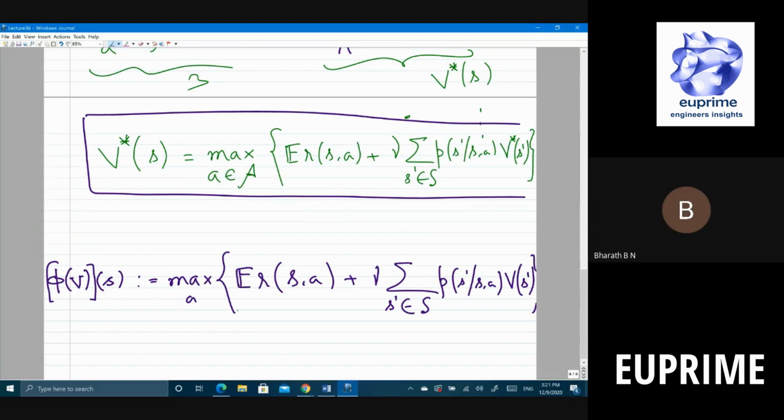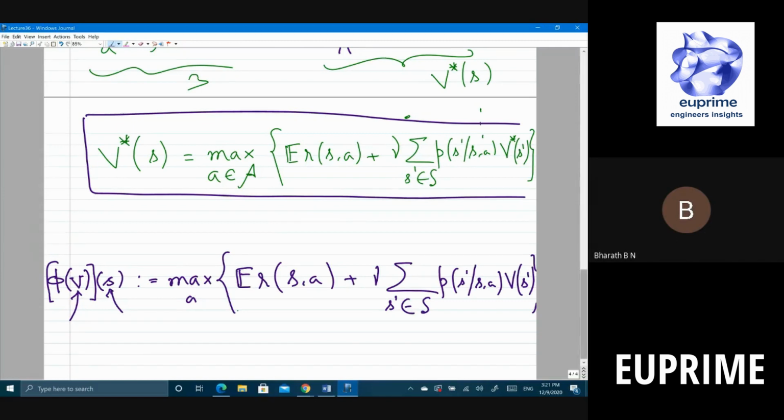Do you understand what I'm doing here? Is this fine? Suppose you give me a state S and a value vector. Phi maps value and states to this number. So I can look at this as a map. Essentially, if you don't worry about the states, in goes the value, out comes some number. That's what phi is.